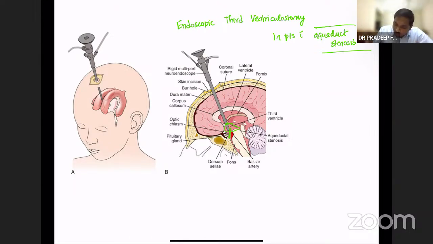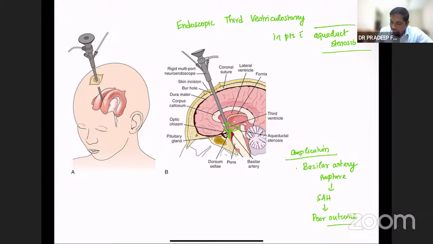The most important complication that can occur with the endoscopic third ventriculostomy is a basilar vessel that is very close to the area of fenestration. It can go for a basilar artery rupture that can rapidly form a subarachnoid hemorrhage and have a poor outcome. This should be kept in mind while doing an endoscopic third ventriculostomy. It is given by the short form, that is ETV.